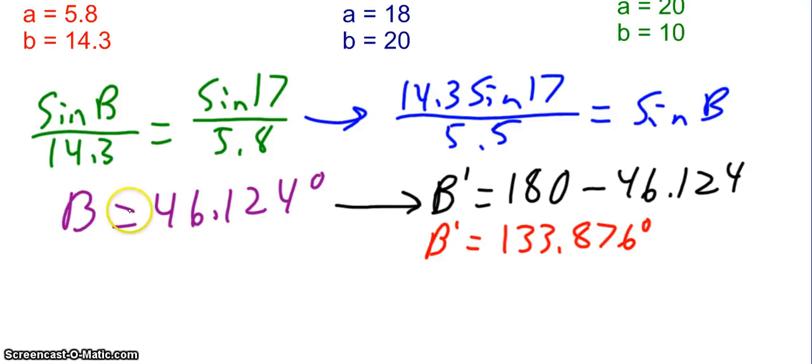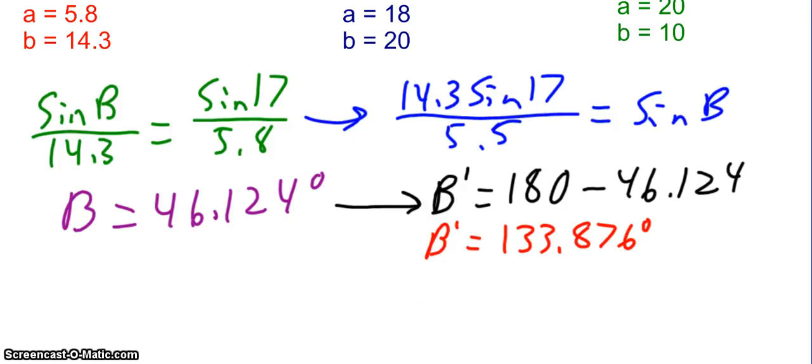Okay, so now I have an angle B and an angle B prime. At this point I'm going to do two parallel solutions. Let me back up a sec. If angle B exists, B prime will exist, but this doesn't tell me that the second solution actually exists. The second solution is going to come from finding the third angle.